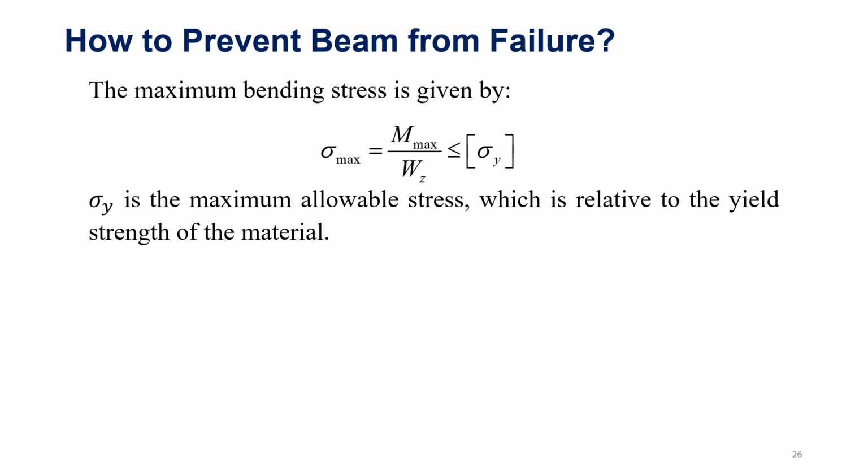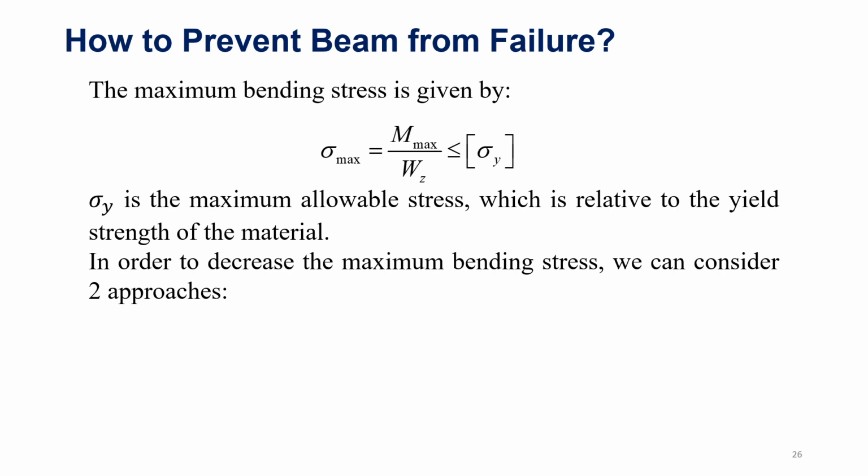How do we prevent a beam from bending failure? Here, again, the maximum bending stress, sigma max, equals the maximum moment over the sectional modulus. So this should be less than or equal to sigma y. Here sigma y is the maximum allowable stress, and this is related to the yield strength of the material.